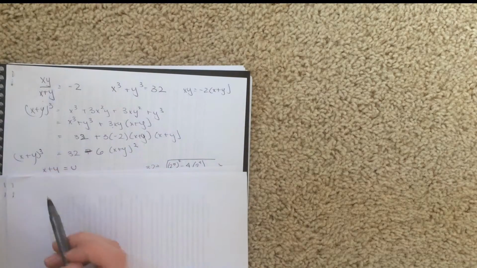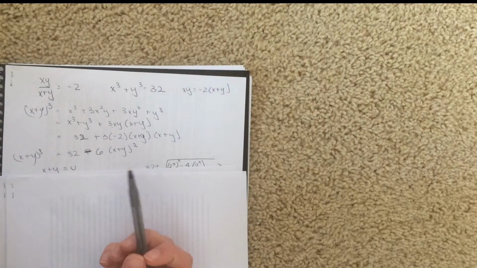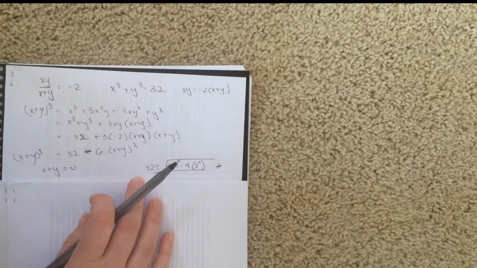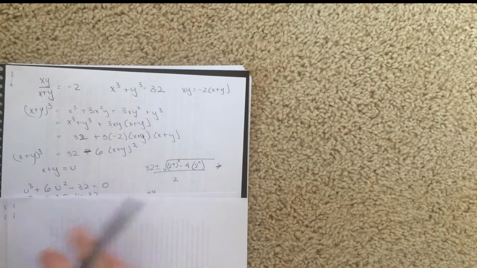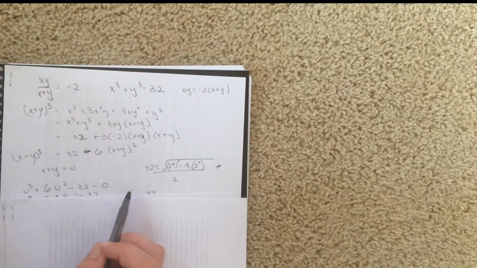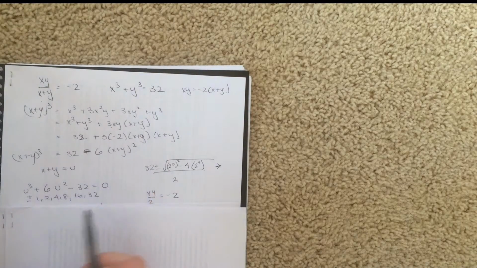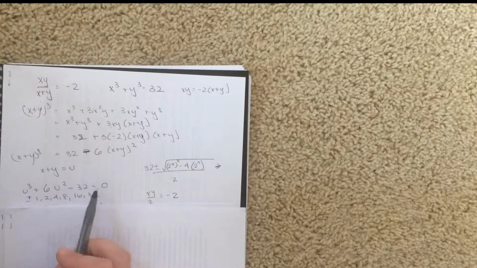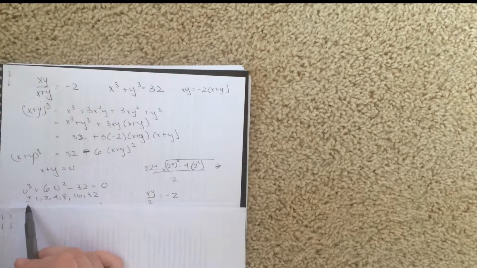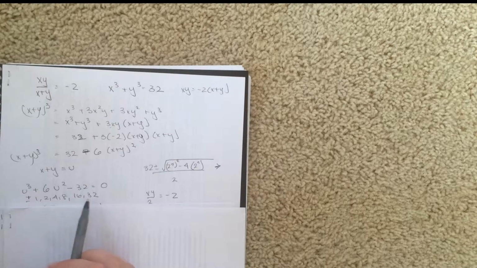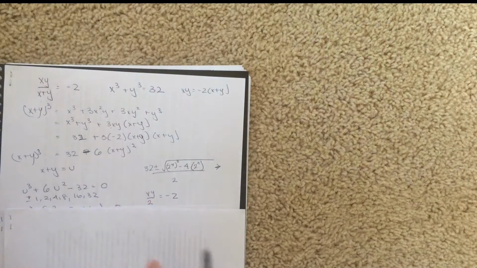So then I set x plus y equal to u because this can actually be factored, and I find it easier to factor it with just one variable. So we get u cubed plus 6u squared minus 32 equals 0. So then you got to go back to that rational roots theorem, where you get that one of the roots could be either plus or minus 1, 2, 4, 8, 16, or 32. So you can do synthetic division on all of these until you find one that works.